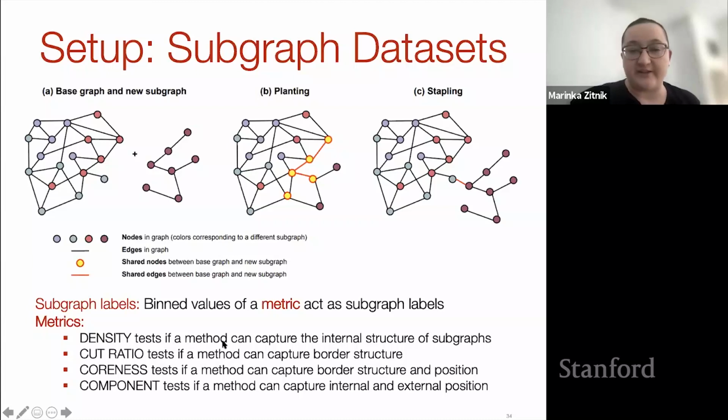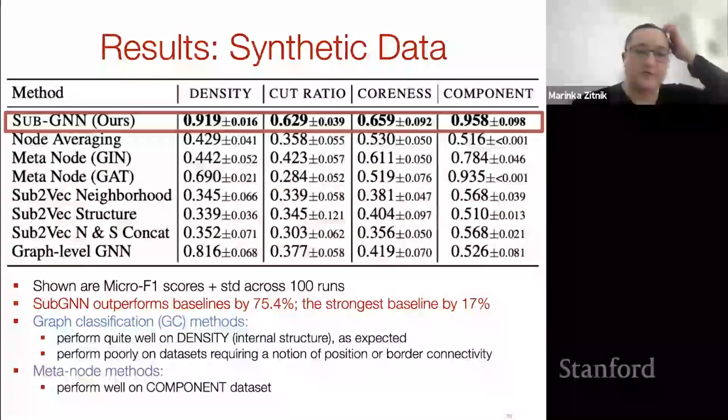So one particular synthetic data set was called density, which consists of the underlying base graph and then a large number of subgraphs. The labels of those subgraphs were binned values of the network density metric. And similar data sets were constructed based on the cut ratio metric, coreness, and component. Why would you want to do that? The idea was to test whether the most informative channels for certain types of labels are those channels that truly determine the label. So this is really a controlled environment of testing performance of the model.